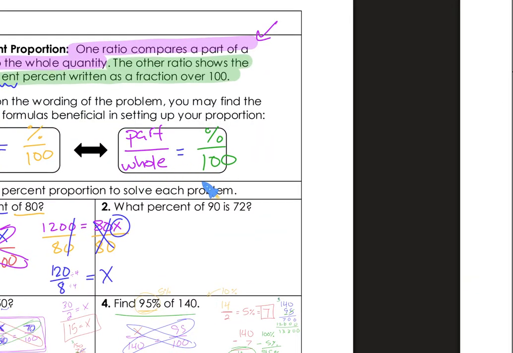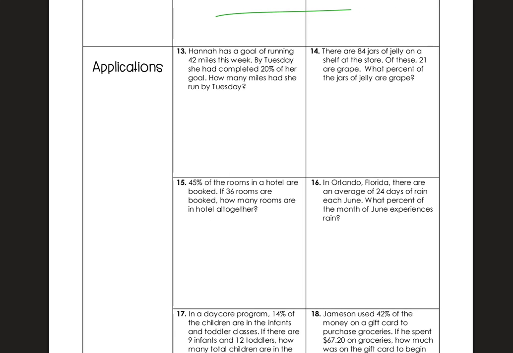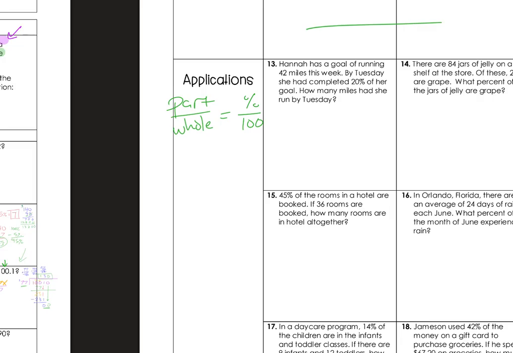And I say tried to, I mean, we did it, but we used this right here. Part over whole equals percent over 100. I'm going to write that over here. Part over whole equals percent over 100. And we use this because these word problems are going to describe part of a situation. So think of it, I use the example in class as like part would be if I have an apple slice.